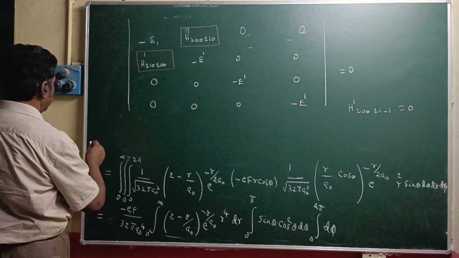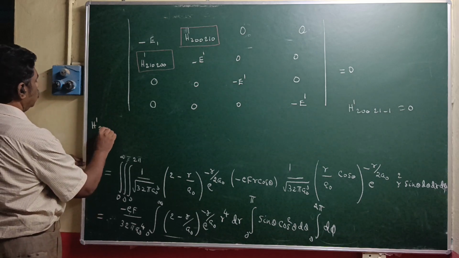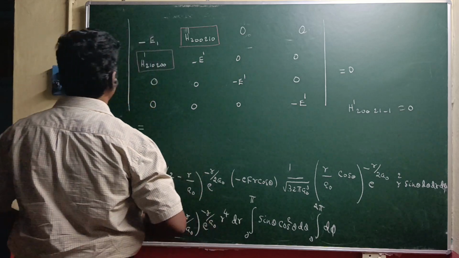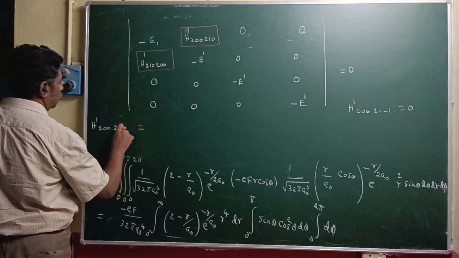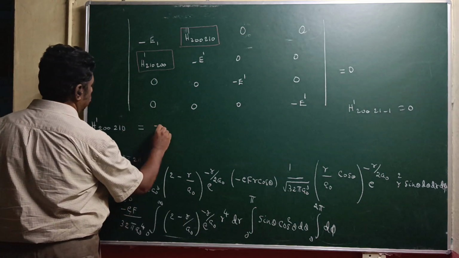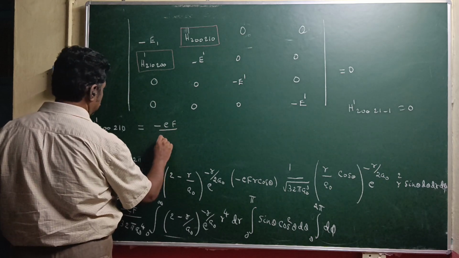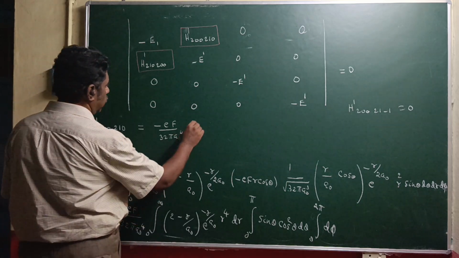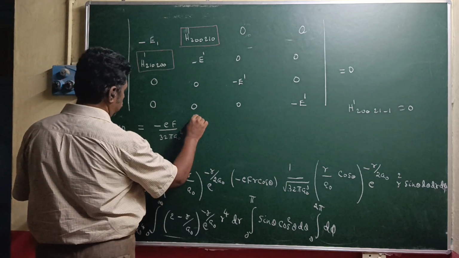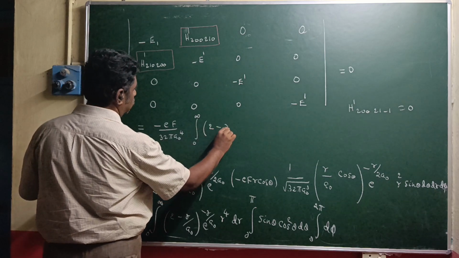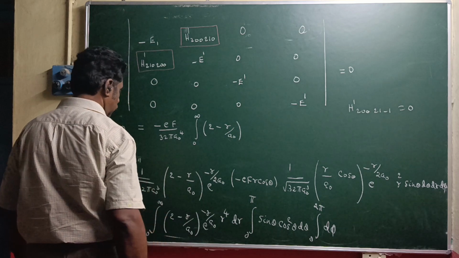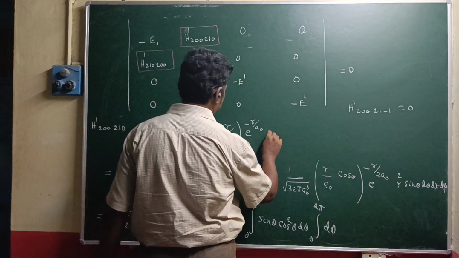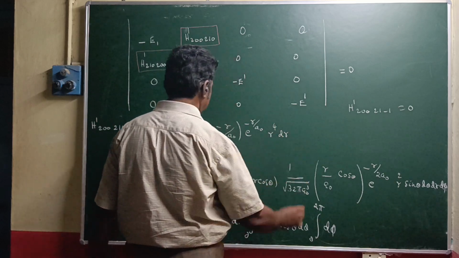Say H1, 200 211 equal to up to 210, equal to minus e f divided by 32 pi a0 power 4, then 0 to infinity (2 minus r by a0) e power minus r by a0 r power 4 dr.